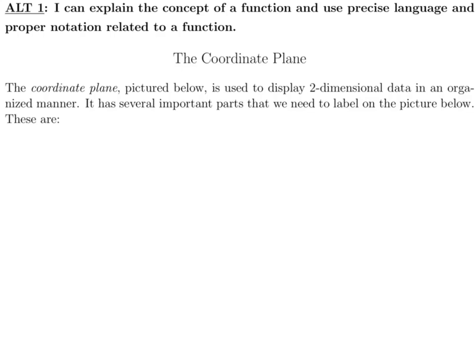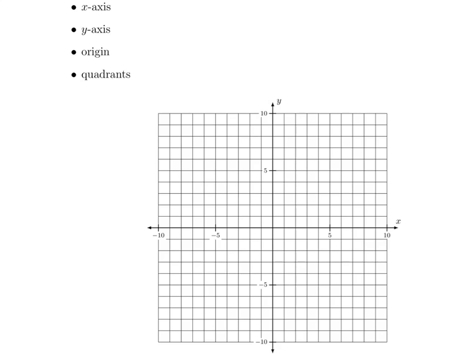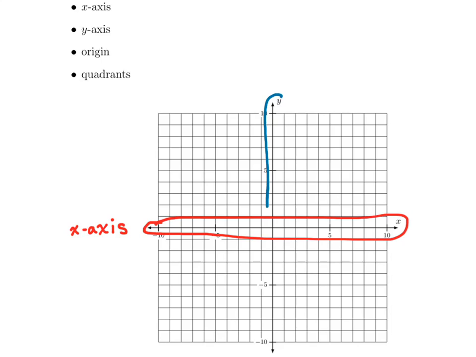All right, at the beginning here we have the coordinate plane. It talks about how you display two-dimensional data using the coordinate plane. And then we've got some things we need listed for the coordinate plane: axes, the origin, quadrants. And if you see here, the thick horizontal line through the middle is called the x-axis. It's the line with the x next to it. And then the thick vertical line down the middle is called the y-axis. It is also the line with the y next to it.